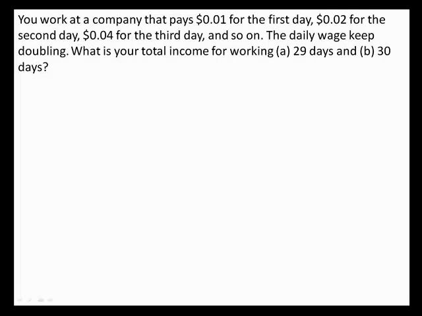You work at a company that pays 1 cent for the first day, 2 cents for the second day, 4 cents for the third day, and so on. The daily wage keeps doubling. What is your total income for working A, 29 days, and B, 30 days?